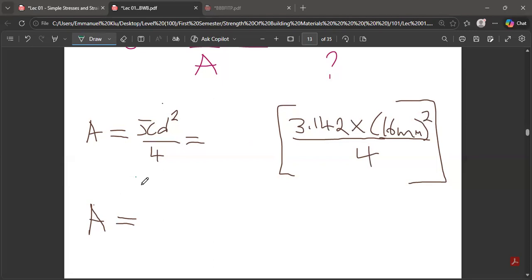Okay. If no one is mentioning the answer, let me do that by myself. 3.142 times 16, all squared, all over 4. We are going to get 201.008. Okay, but since the diameter of the rivets is 2, we said that we multiply this by what? 2. So if you put all of that into brackets and multiply it by 2, we are going to be getting 402.